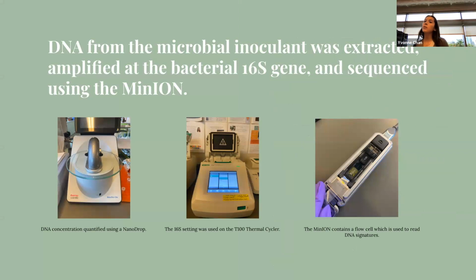One limitation of my research is that I only used a bacterial primer and was only able to amplify bacterial DNA specifically. So I don't have as much information about the fungal or eukaryote DNA that might be in my treatment group, but I decided to dive into what I did have, which was the bacterial DNA. This is some of the equipment I used. DNA concentration was quantified using a NanoDrop. The 16S setting was used on the T100 thermal cycler, and the MinION helped me to read DNA signatures.